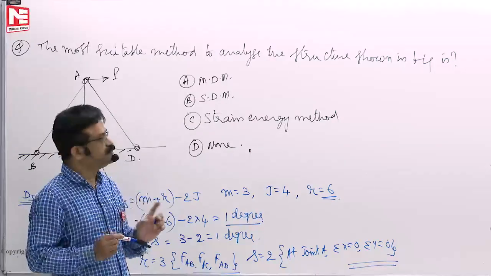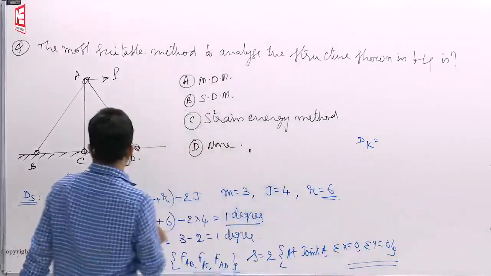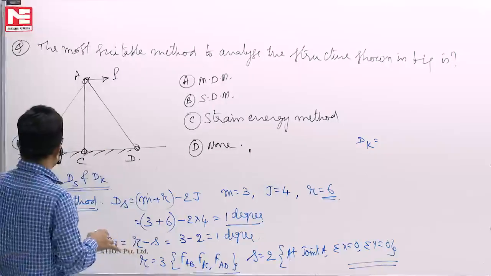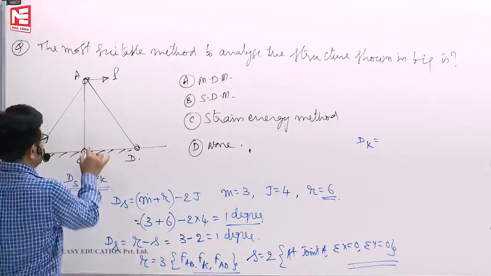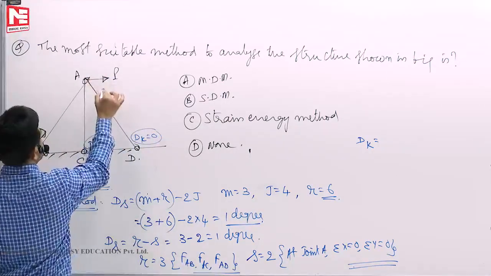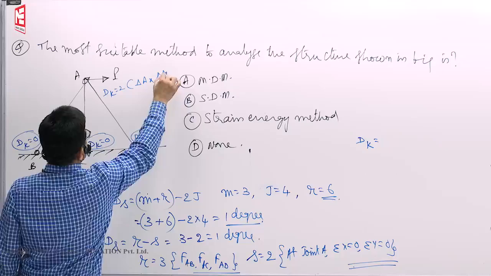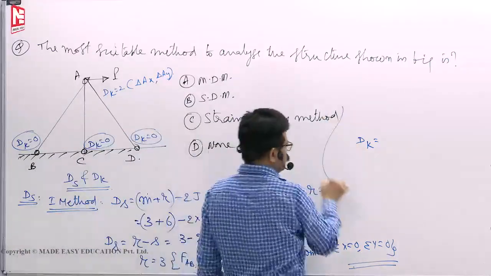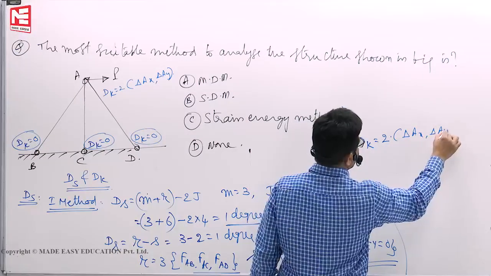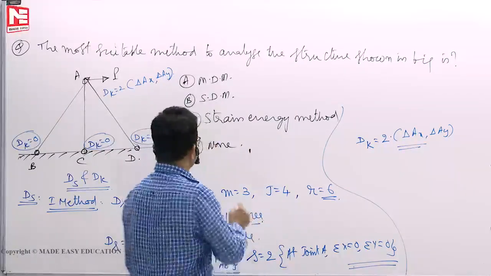So, ds is 1. Now dk. What is dk? Number of independent displacements. Since it is a truss with axially loaded members, dk is 0 at the other joints. Rotations we should not count. Here also dk is 0. Here also dk is 0. But here dk is 2. What are they? Displacement of A in x direction, displacement of A in y direction. So, dk is 2. Delta Ax, delta Ay.